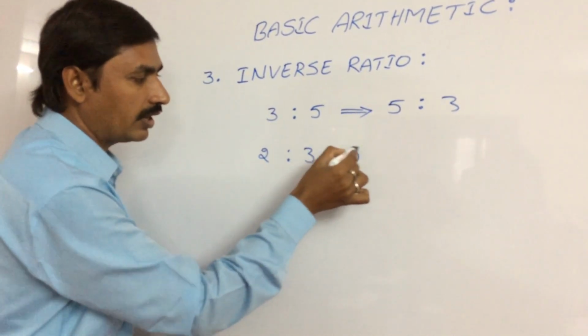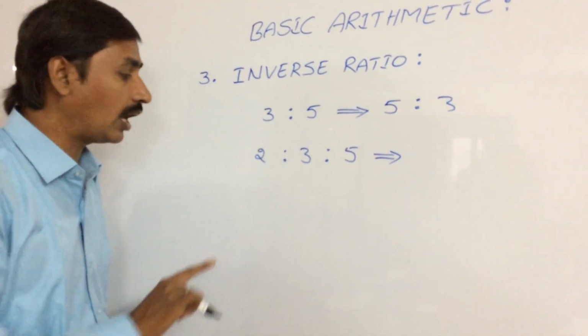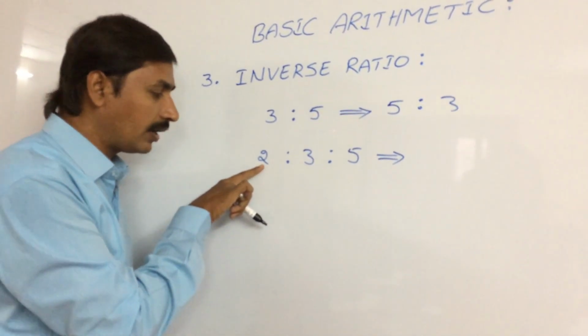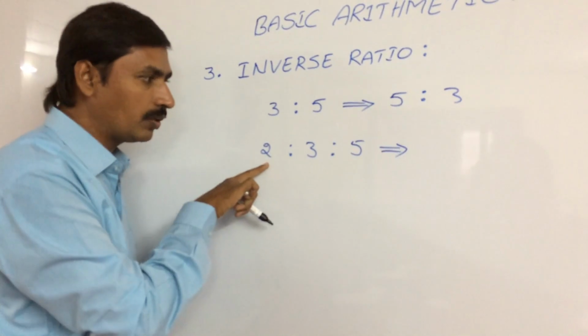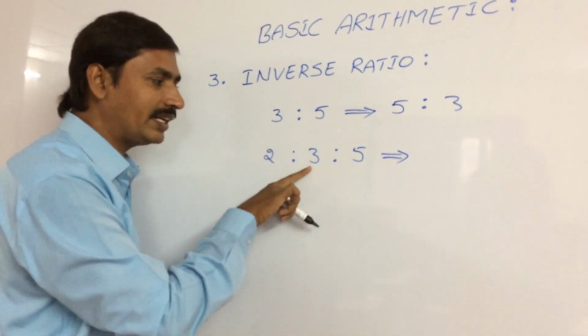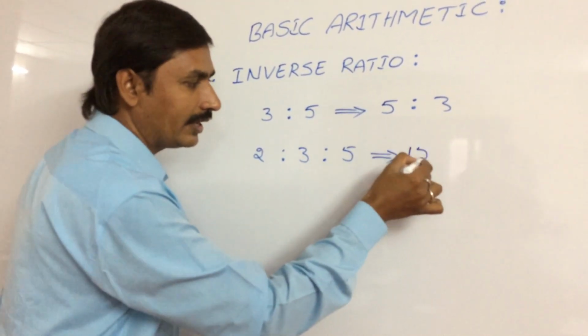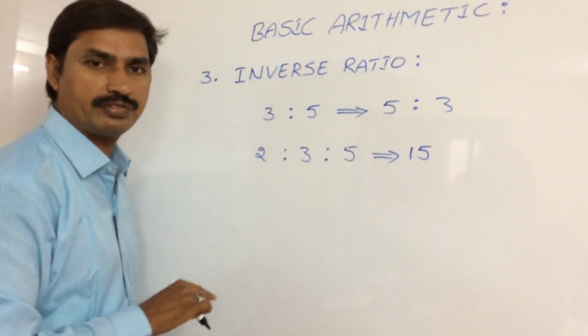And now the inverse ratio where 3 terms are given, 2:3:5. How to find the inverse ratio? Here be careful in calculating the inverse ratio with more than 2 terms. The inverse of 2 is the product of 3 and 5. So the product of 3 and 5 is 15, so the inverse of 2 is 15.